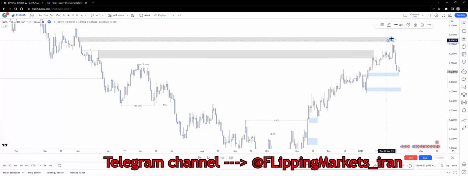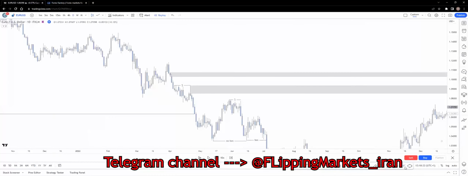So after the small percent mitigation on this valuable daily supply, which technically caused a daily change of character to the downside, because here was the previous daily supply zone that caused an inefficient push to the downside, and after the mitigation of the zone, price couldn't manage to make a new breakout structure. Instead, price made a full zone mitigation and created liquidity just above the supply zone. Price closed above this supply zone, but after the sweep of this liquidity pool, price made a change of character back to the downside from this daily supply zone.